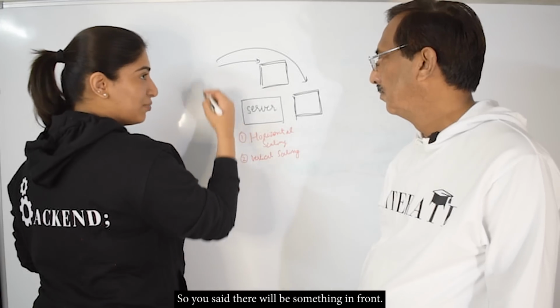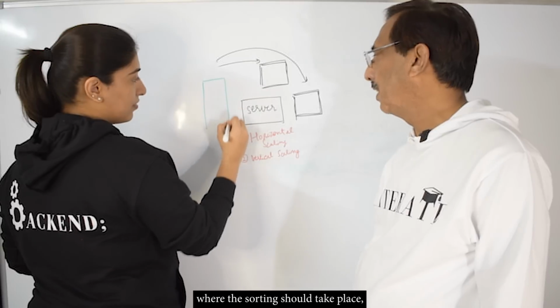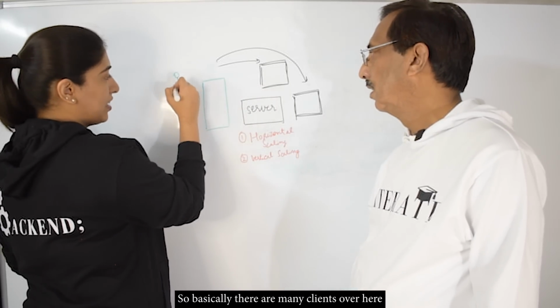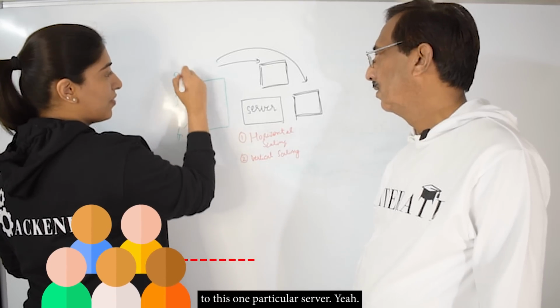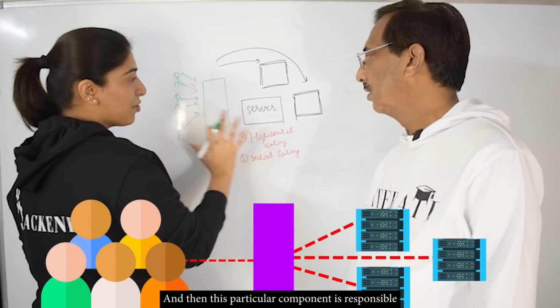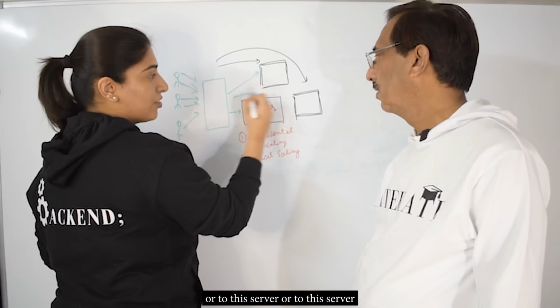So you said there will be something in front. In front, yeah. Where the sorting should take place, where the request has to be sent. Right. So basically there are many clients over here, all of them sending requests to this one particular server. And then this particular component is responsible to see that the request will go to this server, or to this server, or to this server.